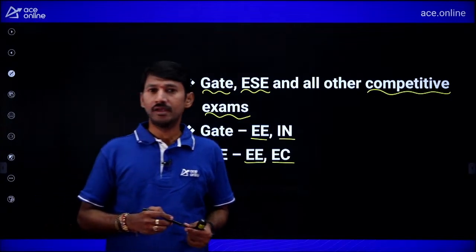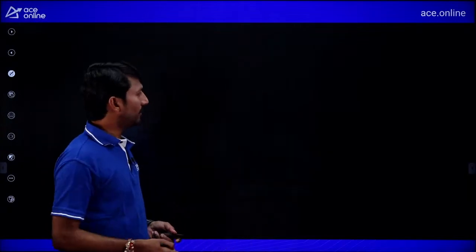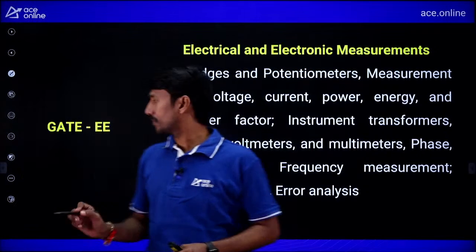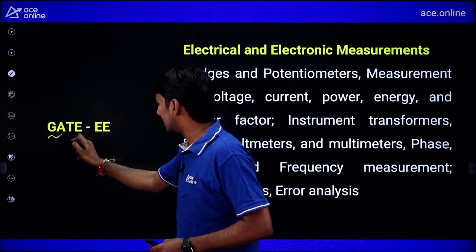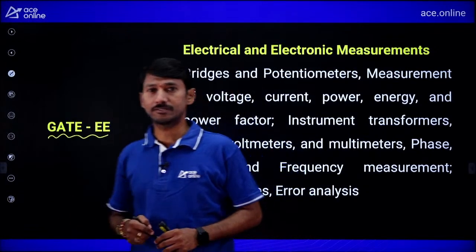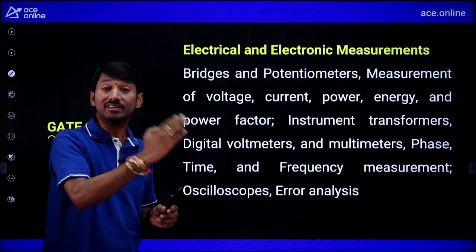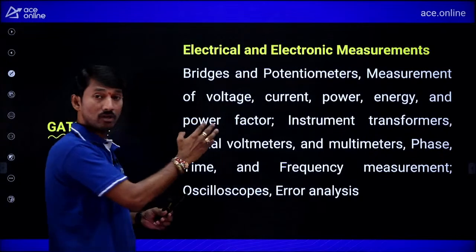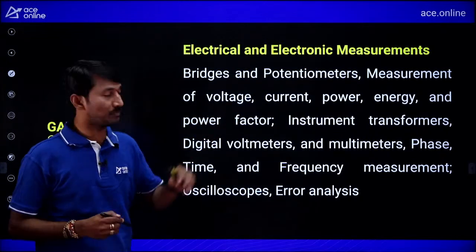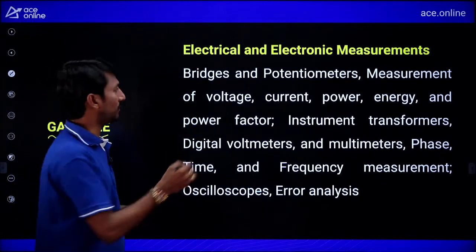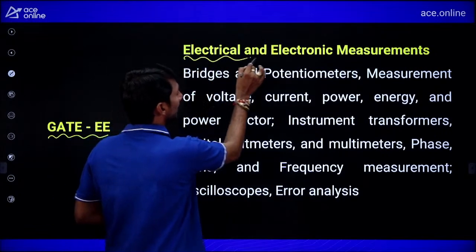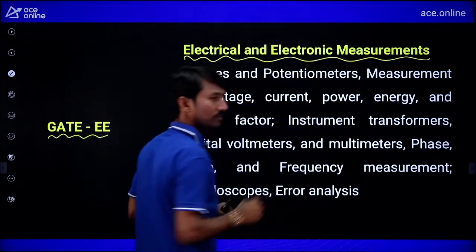Okay, right. Now, let us proceed. Sir, here, the first I'm taking is the GATE Electrical paper. What is the syllabus? I'm discussing the syllabus also so that you can understand which topics are there, which topics are common in all the examinations. Now, in this GATE Electrical paper, the subject name is Electrical and Electronic Measurements.